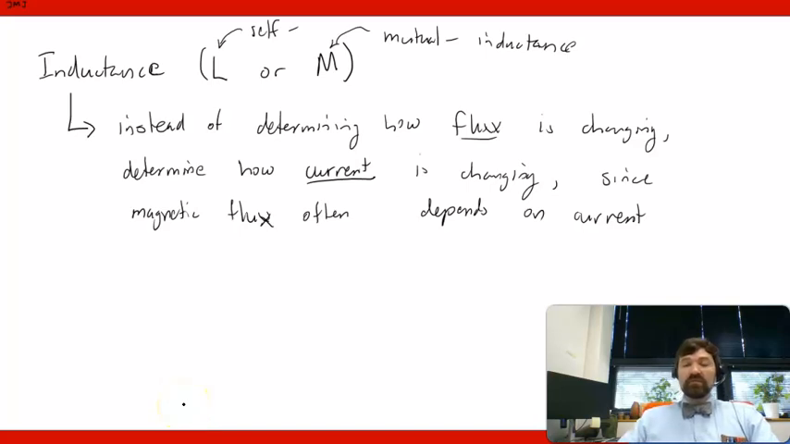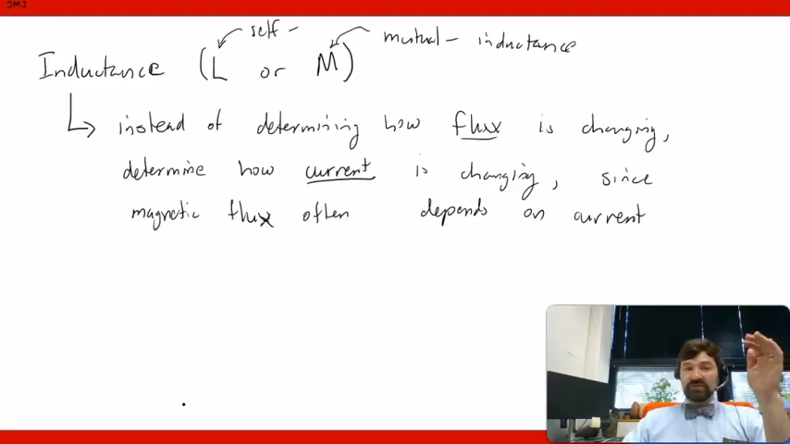So essentially what we do here is, instead of having to figure out how the flux is going to change in the situation, we figure out how the current is going to change in the situation, because the flux often depends upon the current, at least for fixed circuit devices.